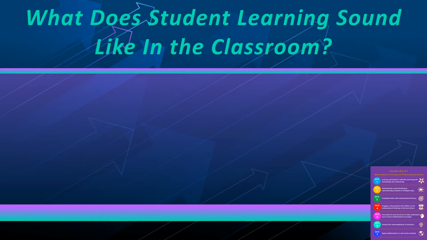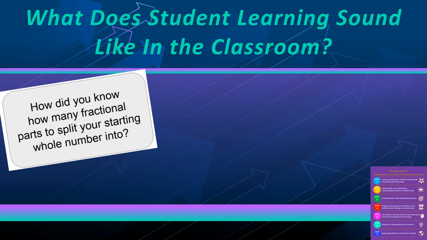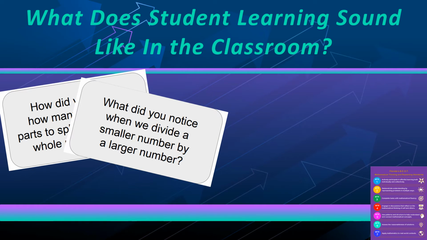So of course, it is always important that students are discussing their learning throughout this unit. So we should be asking questions that encourage students to use their vocabulary and think about the actions within the problem. So for example, taking a whole and splitting it into fractional parts in order to see how fractions and division can be the same thing. Similarly, when discussing dividing a smaller number by a larger number, it is important that students are realizing that the quotient is a fraction or part of the whole.